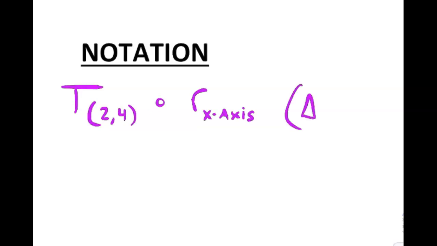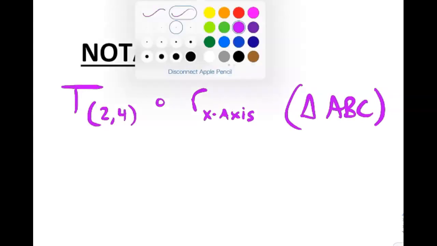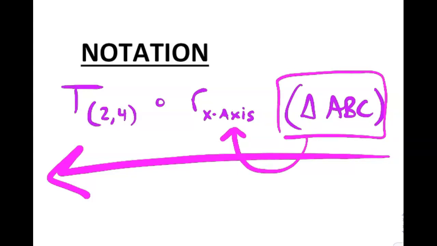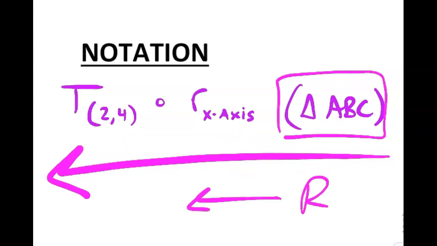So the same thing would be true if I said, let's translate over 2 up 4. Let's reflect over the x-axis. If I told you to do that, let's say to triangle ABC, try to read this in reverse. Take triangle ABC, do that to it first, then after you've reflected over the x-axis, then translate it. So you're working backwards, right to left, when you have this type of notation.